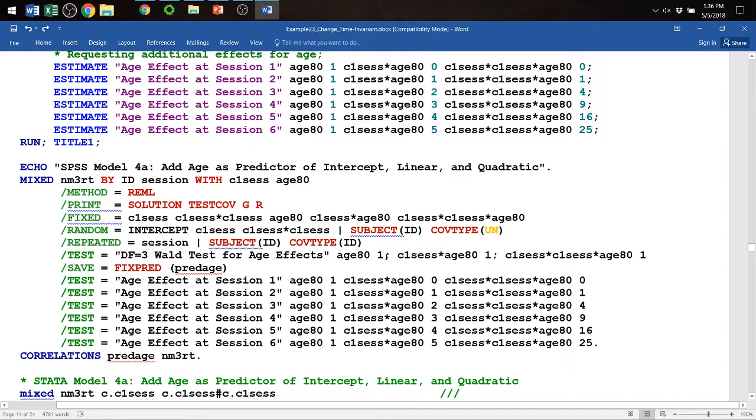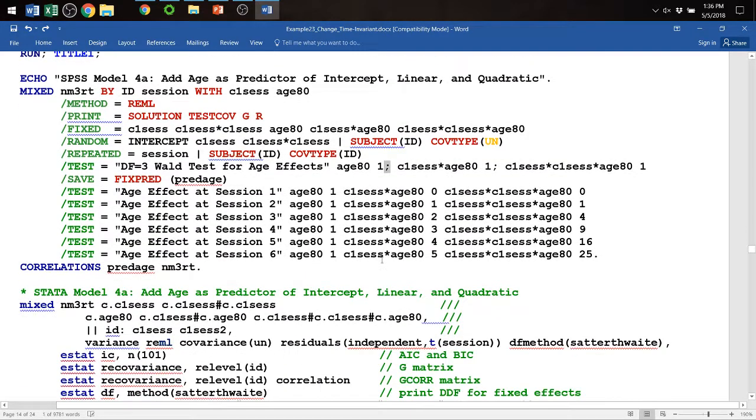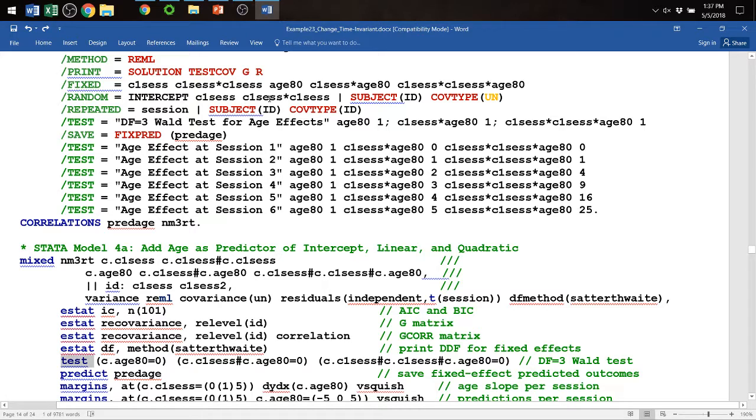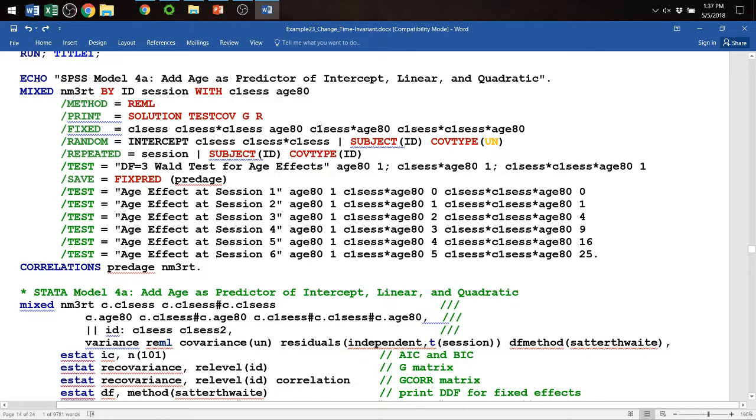In SPSS, they turn into semicolons. Why? I don't know, just because. And in Stata, it looks like this, where you explicitly set each fixed effect to 0 within parentheses. Does the same thing using a test statement. And you can do this in model test by naming the parameters for the fixed effects and then setting them equal to 0 under the model test heading. And it will give you a chi-square for that.